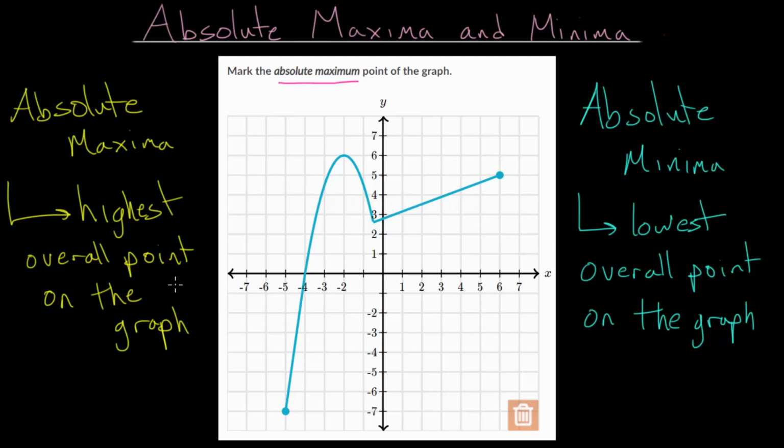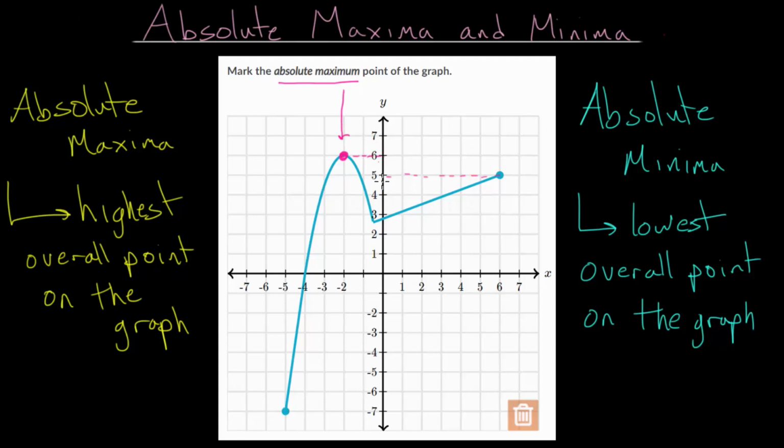Or more specifically, we're looking for the point that has the highest y value. And that looks to be this point right here, since notice it has a y value of 6, whereas this point, which you might think is a candidate, has a y value of 5. So this is our absolute maximum, and this point right down here, this is our absolute minimum.